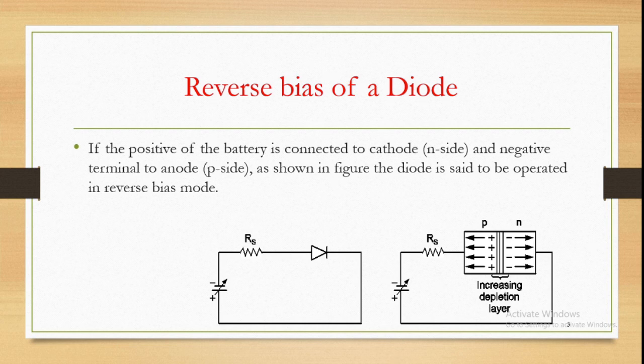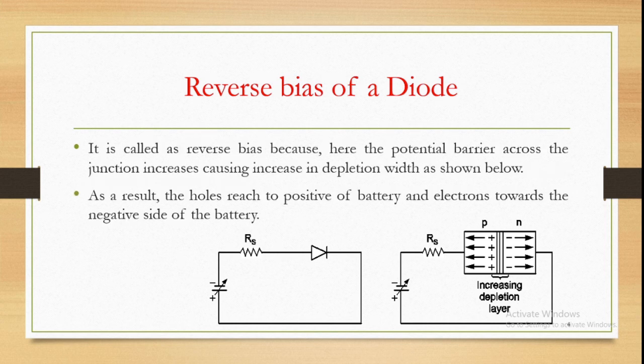In the next circuit you can see that by applying reverse biasing we are increasing the depletion layer. In the p-type semiconductor material, holes will go towards the negative terminal of the battery, while electrons from the n-type semiconducting material go towards the positive terminal of the battery, hence increasing the depletion layer. It is called reverse bias because the potential barrier across the junction increases, causing an increase in depletion width.